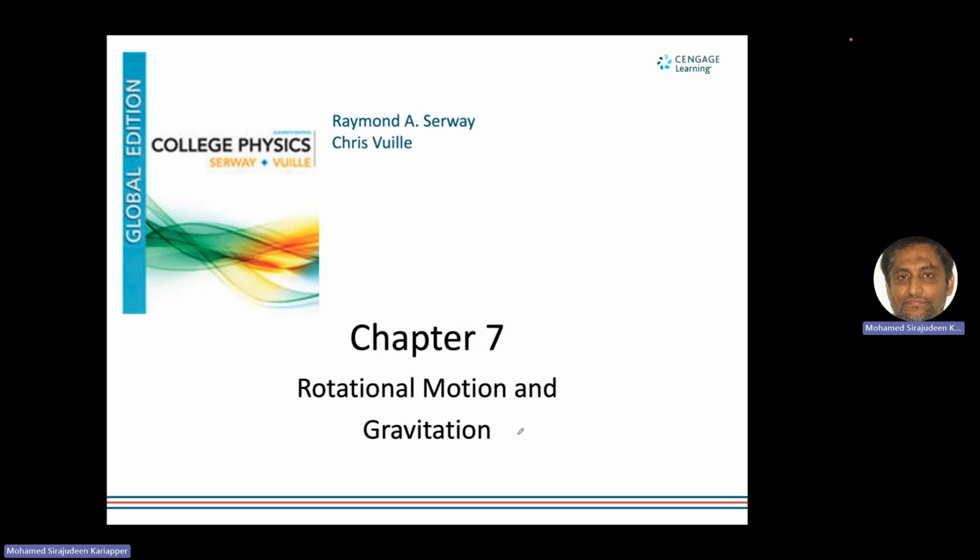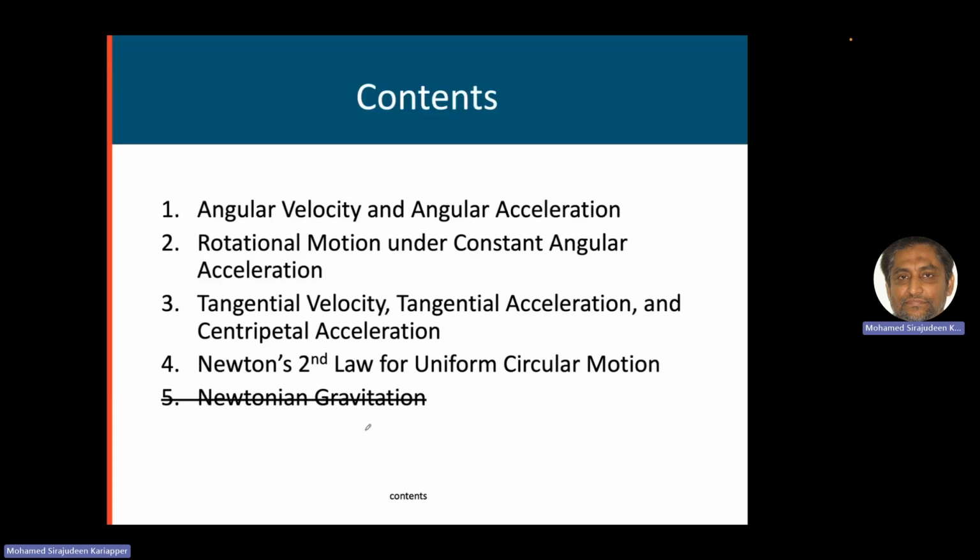So, in the new chapter, chapter 7, rotational motion and gravitation. Probably will not be able to do much about this. There it is in this chapter. Let's see the content. We will start with defining velocity like we did in chapter 2, but angular velocity.